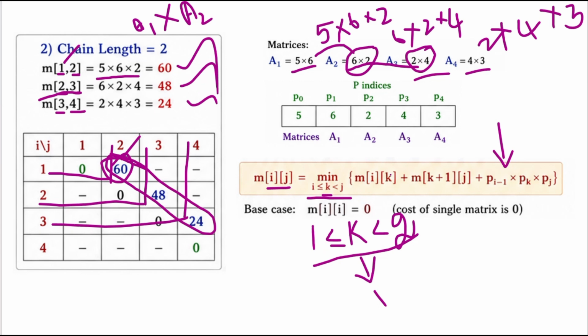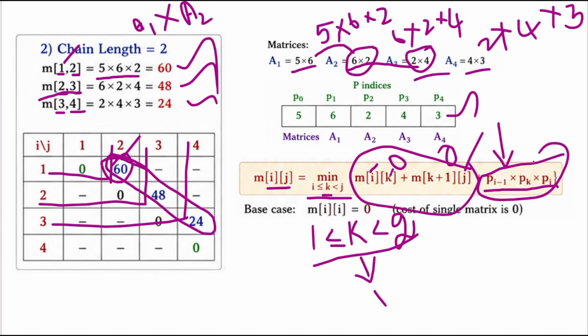So substitute the k value here and the corresponding i value and j value here. What is p i minus 1, p k, p j? These are already written from the given data, right? So p i minus 1 means 1 minus 1, that is 0. P 0 value is 5. Initially these values are 0, right? For the same matrix, these are 0. Then here only take this value: p i minus 1, 5, into p k, that is 6, into p j, that is 2. Like this, you can directly multiply these two values here. Both give the same result.